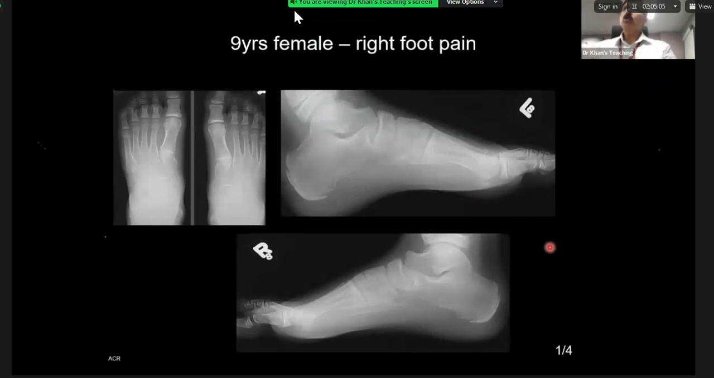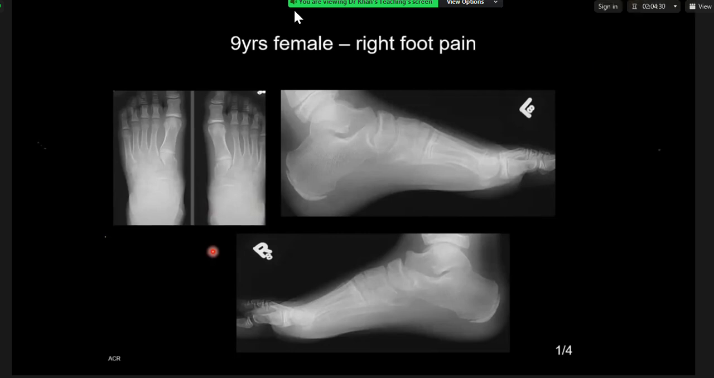Okay, so this is your second case. This patient is a 9-year-old female, and the patient has presented with right foot pain. This is the left foot, this is the right foot. And this is the AP film. There was nothing on the AP film, so let me tell you that the AP film was not helpful in this case. So just concentrate on these laterals and try to see if there is a difference between left and right. Over to you, please.